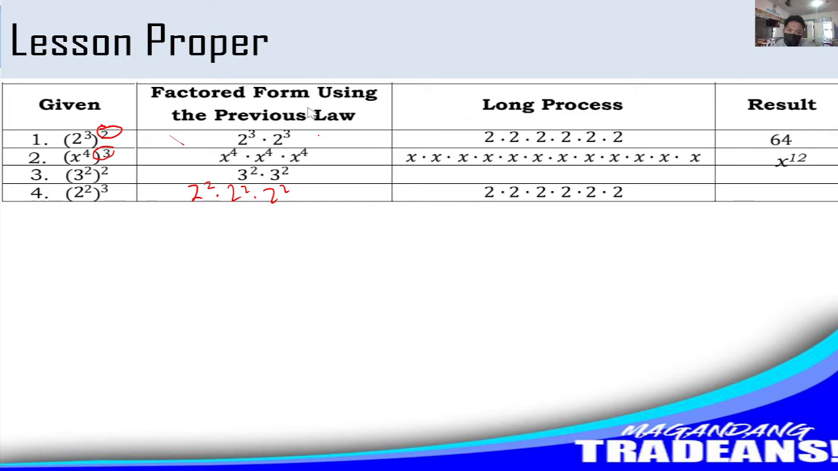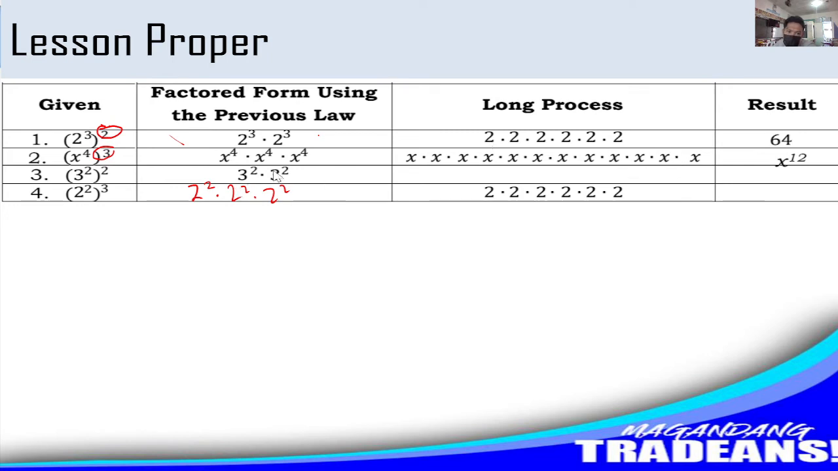Next, long process po. Ilang beses ulitin si 2 dito? Raised to the power of 3 man, tatlong beses. Tapos dito sa kabila naman, tatlong beses. Ilan na yung tatlong-tatlo na yon? 6. 1, 2, 3, 4, 5, 6. Tama po ito. Dito naman, ilang beses ulitin si x? 4 plus 4 plus 4 magiging 12. 1, 2, 3, 4, 5, 6, 7, 8, 9, 10, 11, 12.